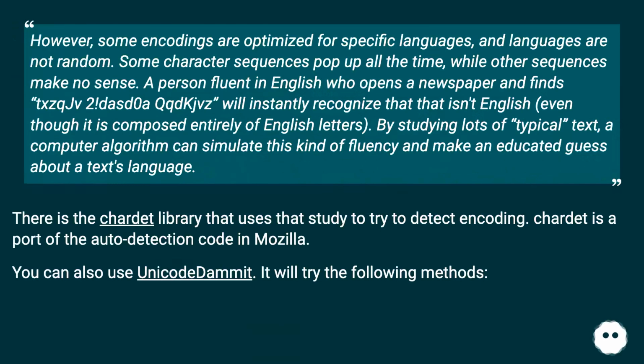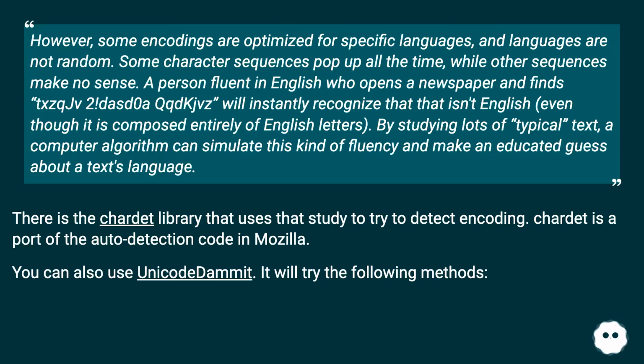However, some encodings are optimized for specific languages, and languages are not random. Some character sequences pop up all the time, while other sequences make no sense. A person fluent in English who opens a newspaper and finds TXZQJV2, DASD0 ACTGAVZ will instantly recognize that that isn't English, even though it is composed entirely of English letters. By studying lots of typical text, a computer algorithm can simulate this kind of fluency and make an educated guess about a text's language. There is the Chardet library that uses that study to try to detect encoding.